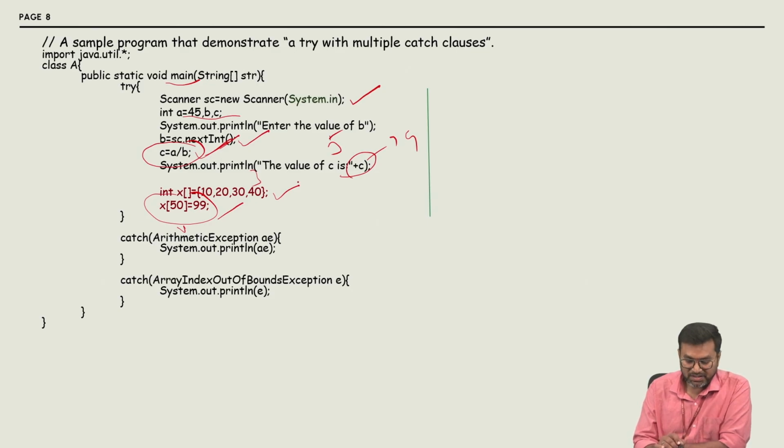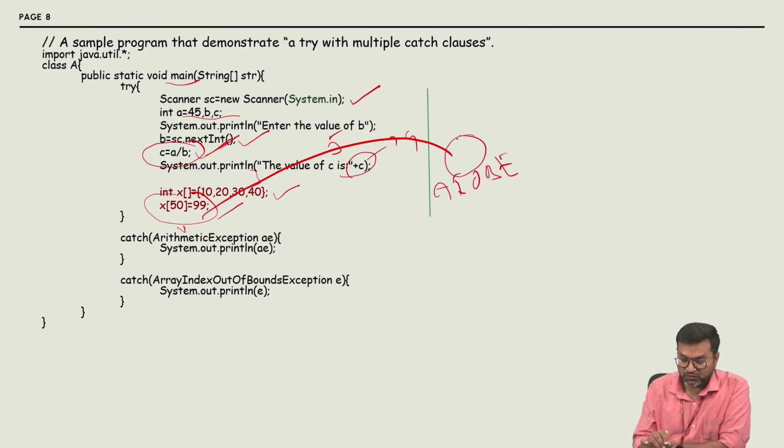So what happens in this case, when the value of b is 5? It executes all the statements. Now when it comes to x of 50 equal to 99, immediately the JVM creates what? An exception object. What is this object? Array index out of bounds exception.